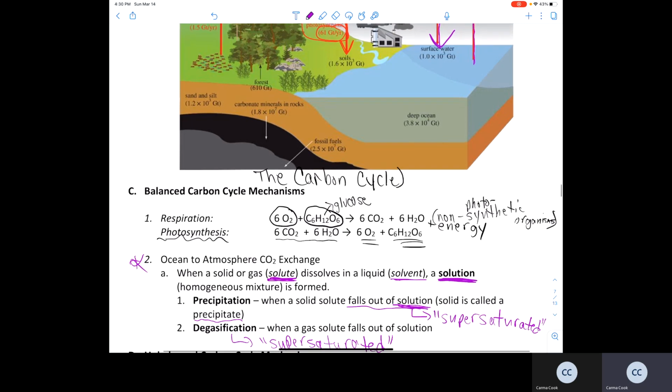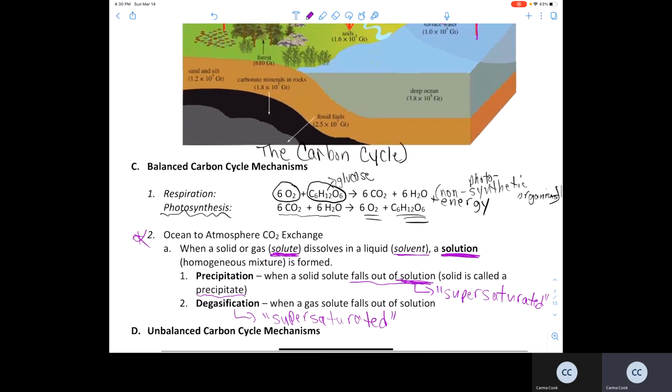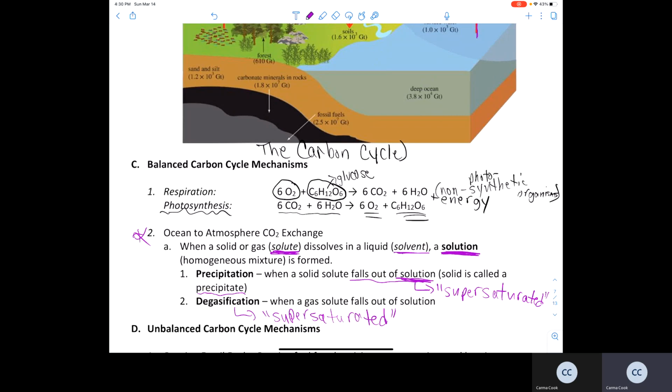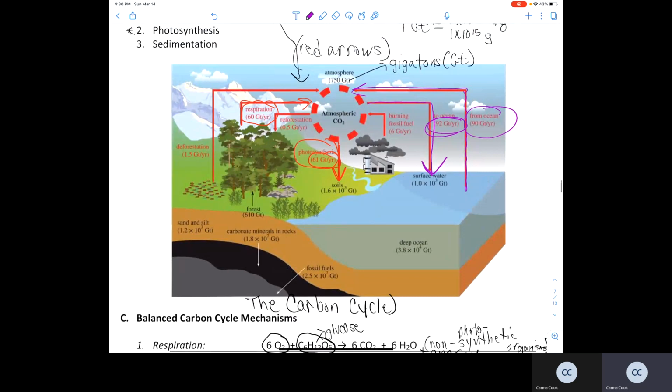And so the ocean to atmosphere CO2 gas exchange consists of two processes that are balanced: the dissolving of CO2 in the ocean water, and then that CO2 evaporating, coming out of solution, and going back up into the atmosphere. Those two processes are balanced.